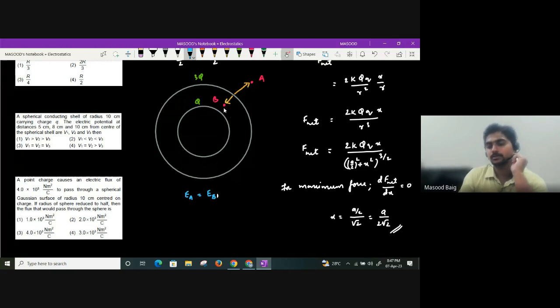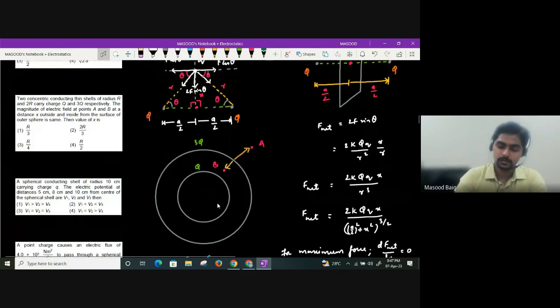Where is B present? B is present outside the inner shell. So due to the inner shell, there will be an electric field. But because it is present inside the outer shell, due to the outer shell, the electric field at point B will be 0. So what is it due to the inner shell, guys? It is kq divided by... Radii are given. Are radii mentioned, guys? Two concentric conducting thin shells of radius r and 2r. Okay, radii are given. So from here to here, what is the distance you see?